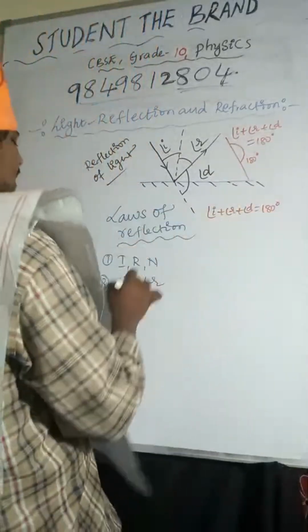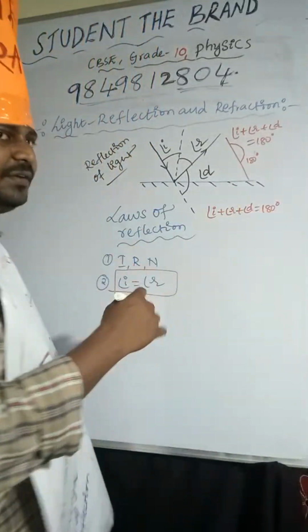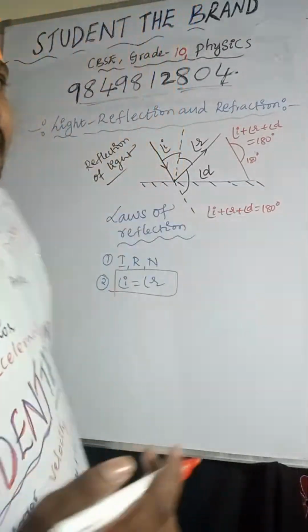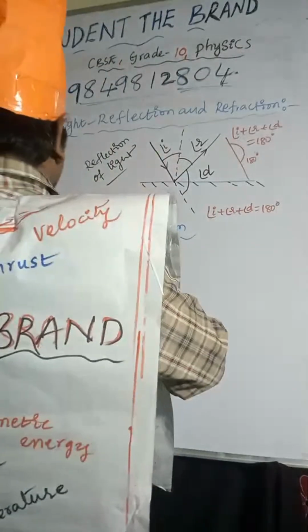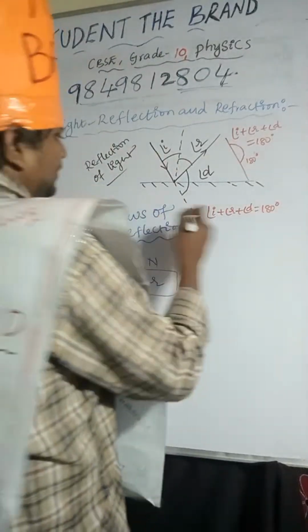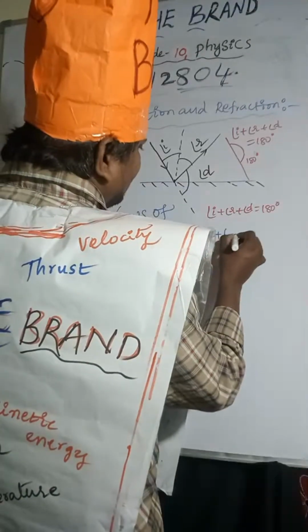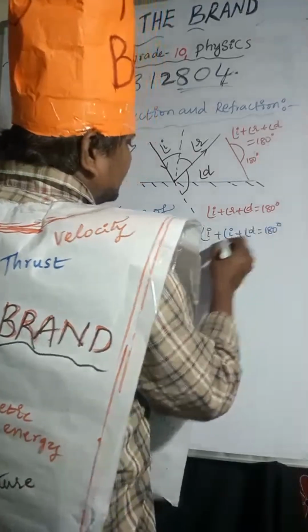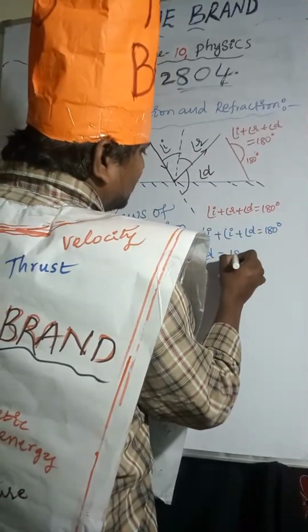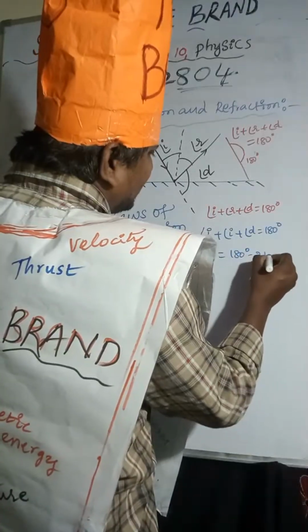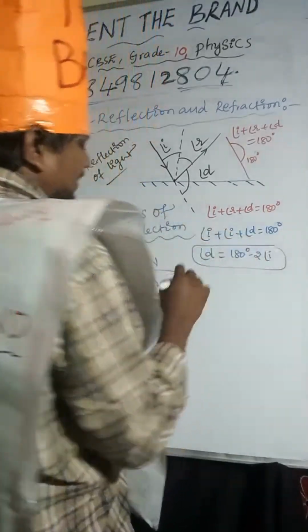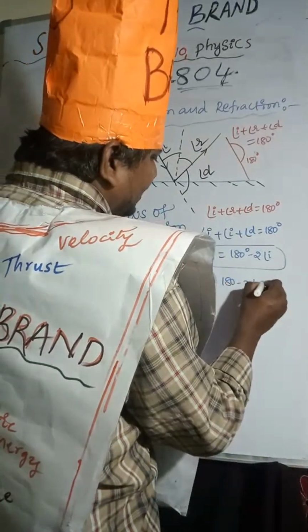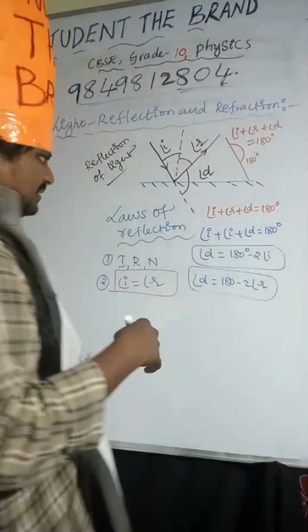So from the laws of reflection we can take angle of incidence is equal to angle of reflection, right? So from that we can write angle of incidence plus angle of deviation equal to 180 degrees. So angle of deviation equal to 180 degrees minus 2 angle of incidence. Okay, so that is one. And one more thing also, angle of deviation equal to 180 minus 2 angle of reflection. So we can take it like this also.